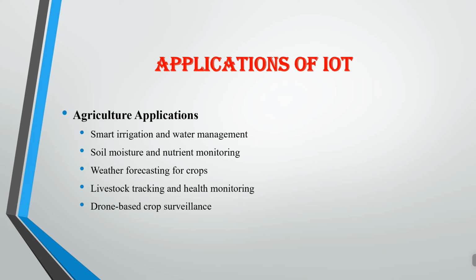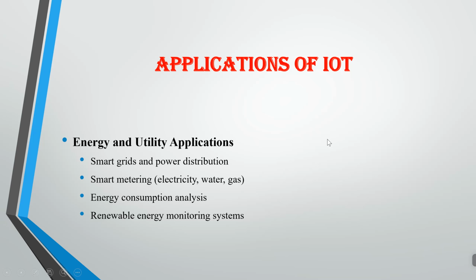Then, livestock tracking and health monitoring. Stock tracking: where is the seed available, what is the quantity of the seed, which seed is more suitable. We have different types of seeds: short-term, medium-term, and long-term. What is more suitable for your land? Automated tools will suggest it. Where is this particular seed available? Automated tools will suggest that too. The health of the seed and the health of the crop, everything is monitored by automated tools. Then, drone-based crop surveillance. These are all the applications of IoT under agriculture.